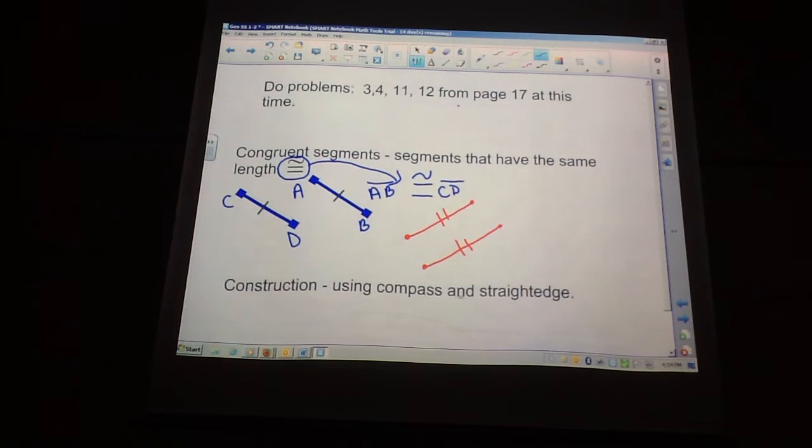Now we're going to be getting into constructions here very shortly. When I say do a construction, what I mean is to use that compass that we looked at in part 1 of this video and the straight edge that we also looked at in part 1. Those are the 2 tools that you need to do a construction. You don't need a protractor, you don't need to use the ruler markings. All you need is some sort of straight edge and the compass.